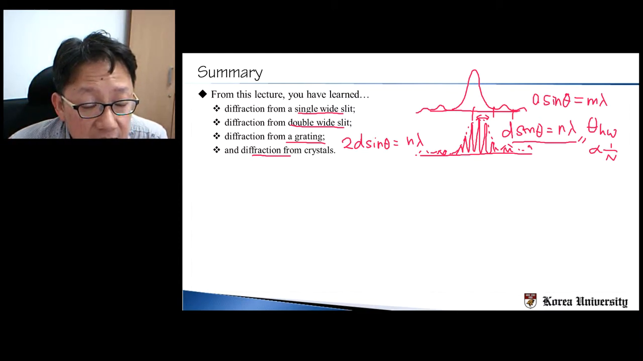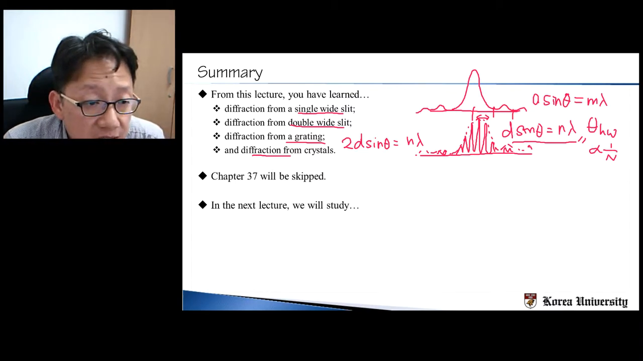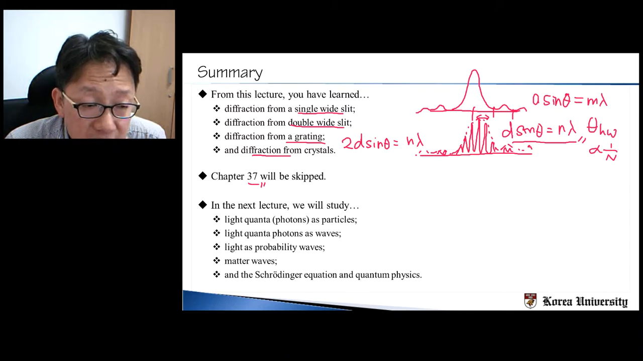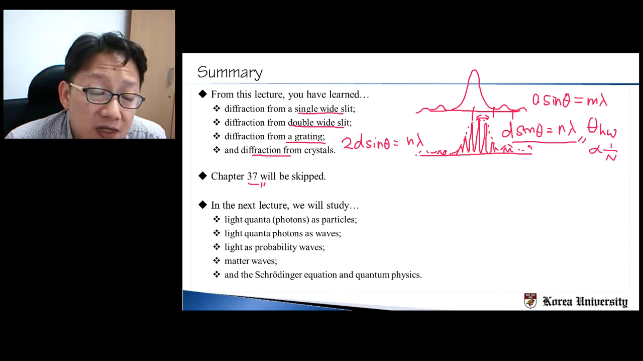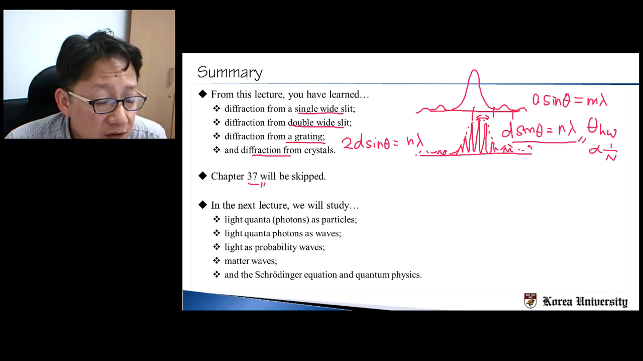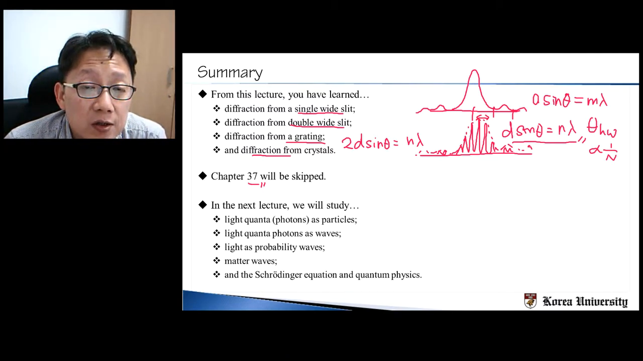This is the end of our interference and diffraction, and we will skip chapter 37. This is about relativity, which is a very difficult topic, so we will skip it. And in the next 2 lectures, in the next 2 weeks, we will study quantum physics, which is a kind of new modern physics, and it is a completely different idea, but what we have learned about waves is still very useful. It's basically about waves and particles at the same time.